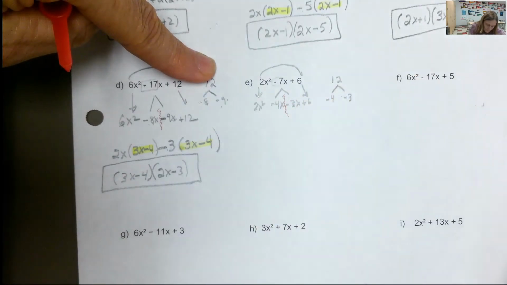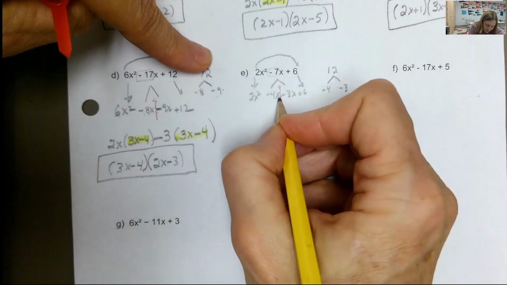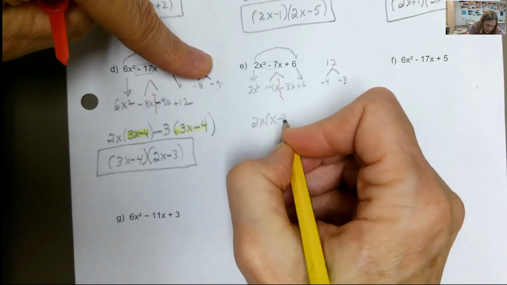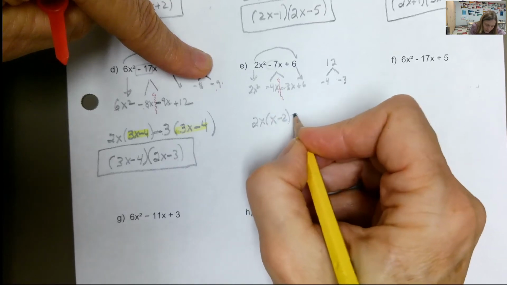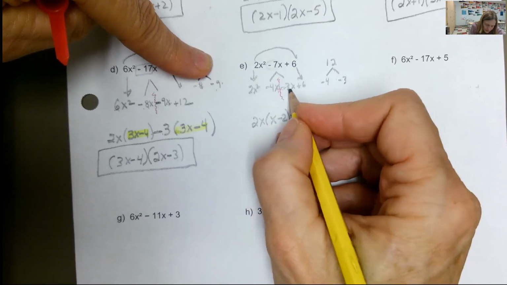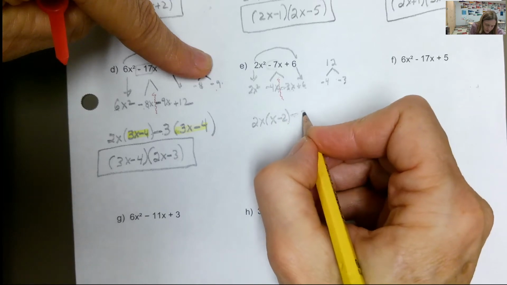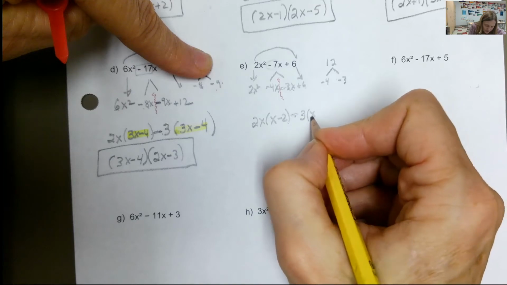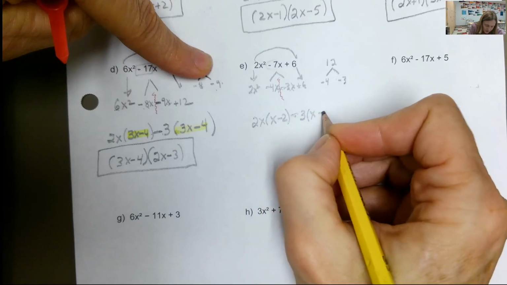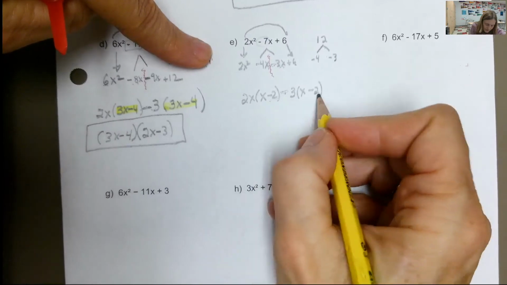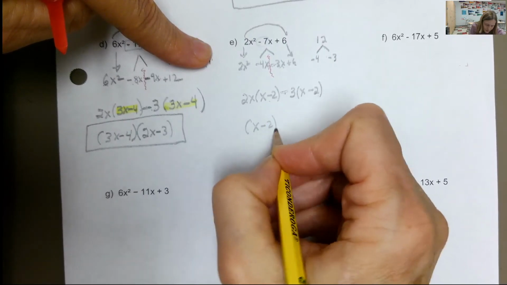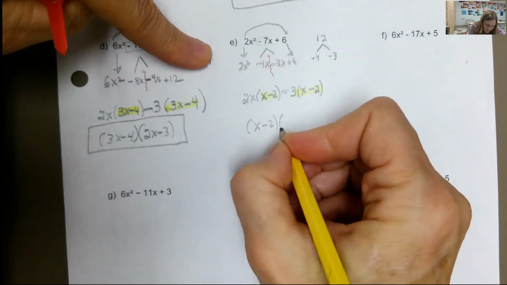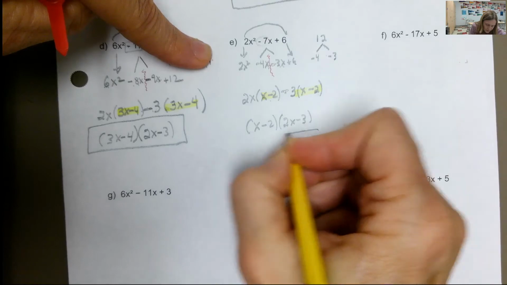Split it down the middle. The greatest common factor of 2x squared and 4x is 2x. We're left with x minus 2. Drop that negative down here, and the greatest common factor of these two terms is a 3. Negative 3x divided by negative 3 is x, and 6 divided by negative 3 is negative 2. X minus 2 gets written down once. And then what we're left with is the 2x minus 3.